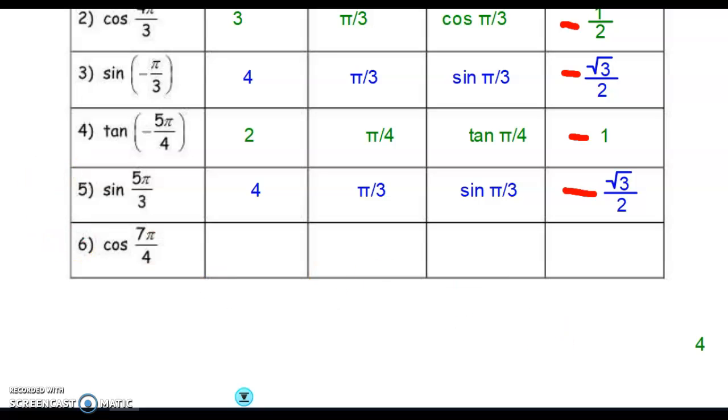And our last one here, and I will be finished. I'm sure you're pretty tired. We have a 7 pi over 4. That's in the fourth quadrant, pi over 4. And cosine is already positive in the fourth quadrant, so we don't give it a little old negative. And the cosine of pi over 4 are the easiest ones. They're both root 2 over 2's.